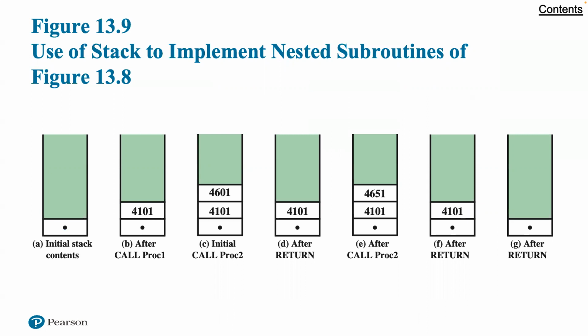When the processor executes a call, it places the return address on the stack. When it executes a return, it uses the address on the stack. Figure 13.9, which we're showing here, illustrates the use of the stack. In addition to providing a return address, it is also often necessary to pass parameters with a procedure call. These can be passed in registers. Another possibility is to store the parameters in memory just after the call instruction. In this case, the return must be to the location following the parameters.